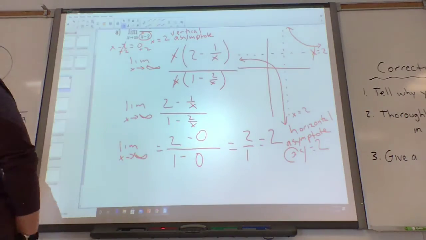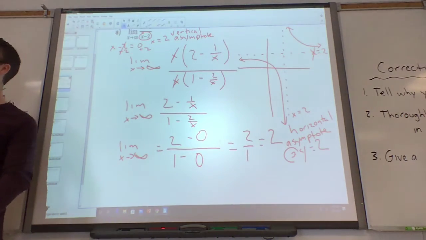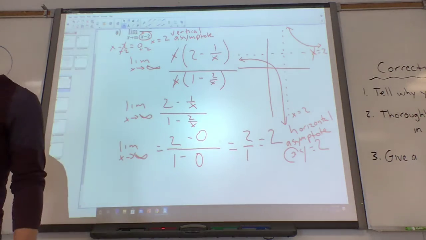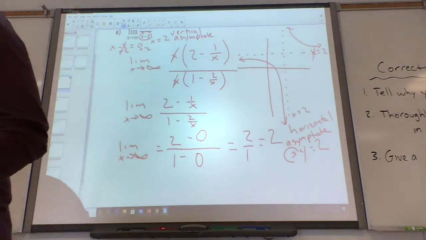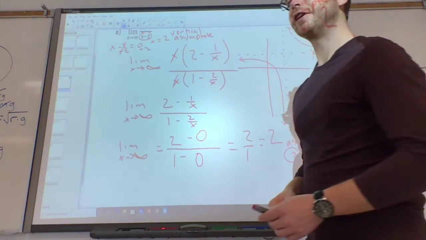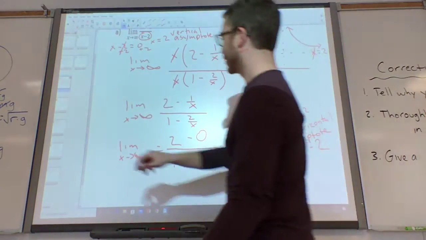Pretty nifty. We can find vertical and horizontal asymptotes using our limits. Good. Any questions so far? All good? Great.